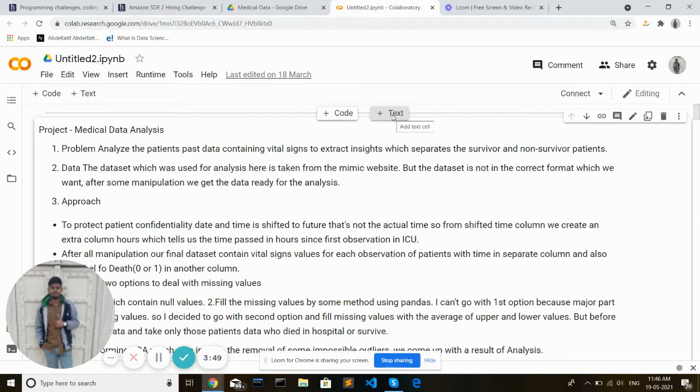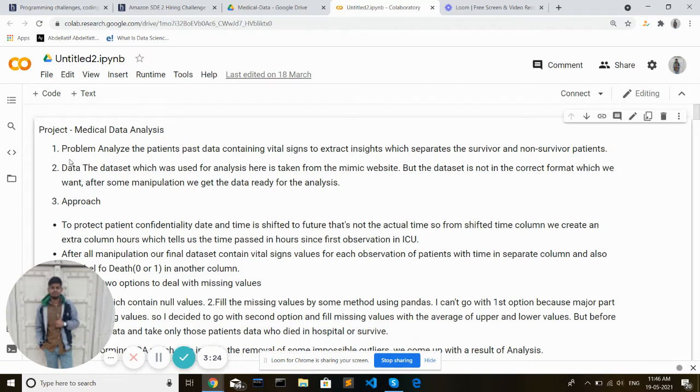This could be done by an early warning system, and we have done a part of that for early warning detection, the medical data analysis. In this medical data analysis, we find the patterns in the vital signs of a non-survivor patient. What are the patterns in the vital signs of the non-survivor patient using past data?